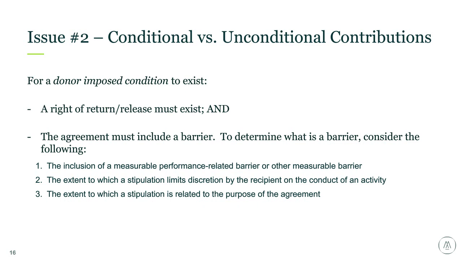The third item to consider is the extent to which a stipulation is related to the purpose of the agreement. Note that this excludes administrative or trivial items. For example, an annual report provided to the donee before subsequent payments are to be received is not considered a barrier. Or a report indicating how grant monies have been spent, or a requirement for an annual audit in accordance with OMB guidelines, is also not a barrier. However, a report conveying the research findings on a grant for basic research would be considered a barrier as it is related to the purpose of the agreement.